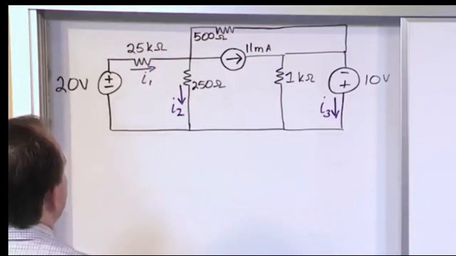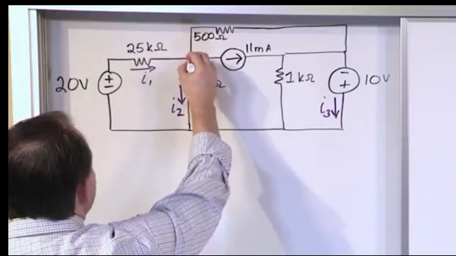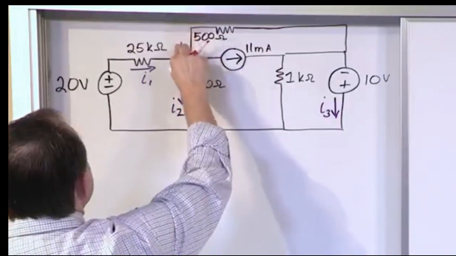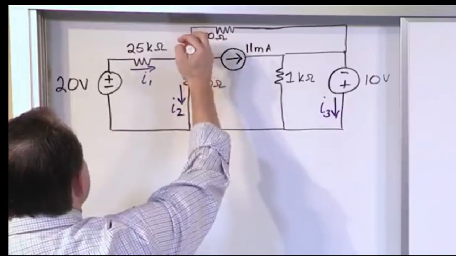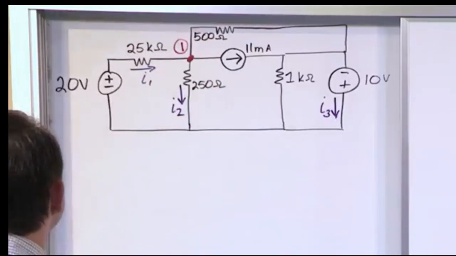So where are our essential nodes? Okay, well, here's definitely one. I'll call this node 1. Whoops, let me erase this guy right here and just put a big 1 with a circle. So I'll call that guy node 1. What other essential nodes do we have?